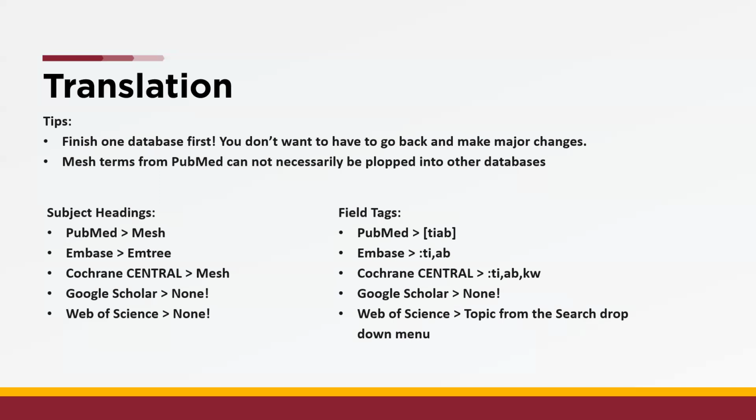For the field tags, in PubMed it's the TIAB in the brackets. In Embase, it's TI, comma, AB after a colon. In Cochrane, it's a colon, TIAB, and then you can also add KY for keyword. And Google Scholar, obviously, is nothing. And then with Web of Science, it's a drop-down menu where you select topic when you're searching, and that searches titles, abstracts, and keywords only.